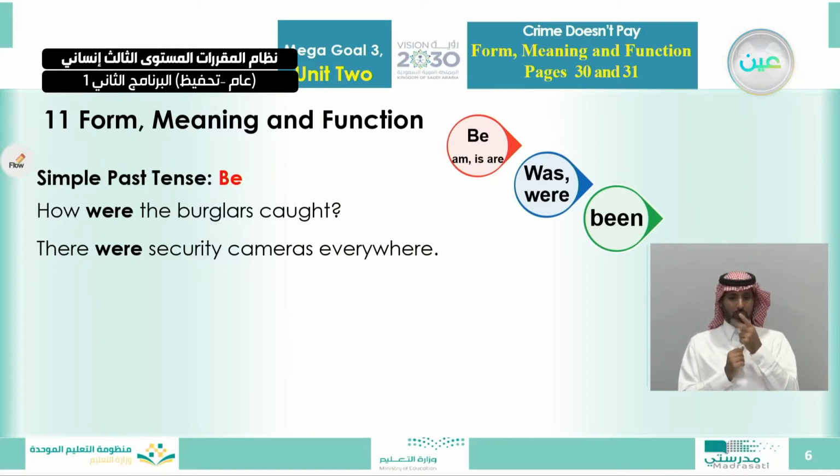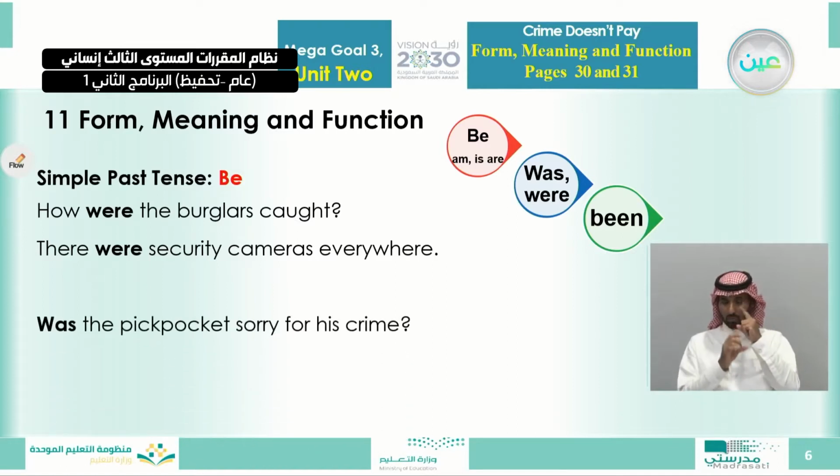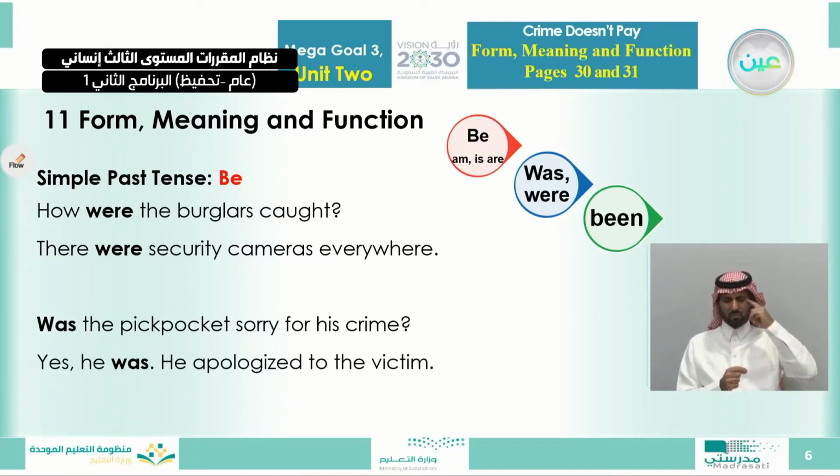Okay, also here we use were because we are talking about the past and because we are talking about cameras, plural. Okay, next, was the pickpocket sorry for his crime? Here we use it also as a question. When we exchange the places between the subject and the auxiliary verb or the main verb, we can use it as a question. Here, was the pickpocket sorry for his crime? This is a yes or no question. The answer is yes, he was. Okay, he apologized to the victim.